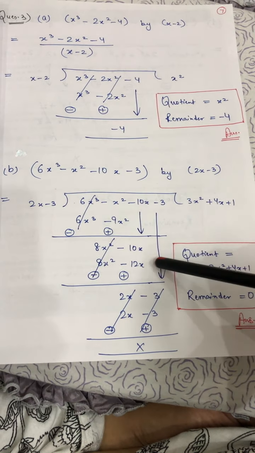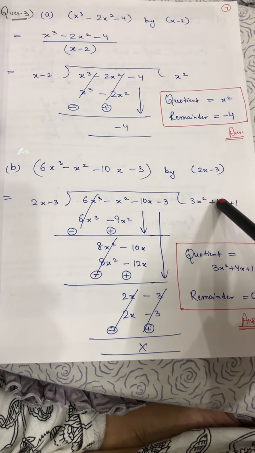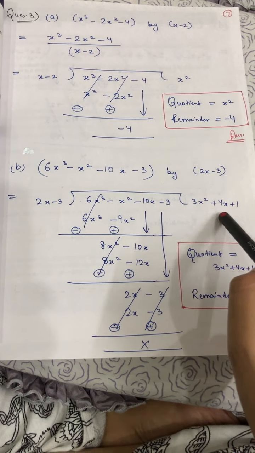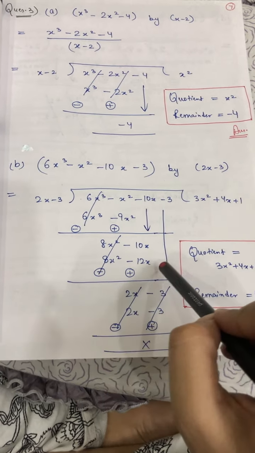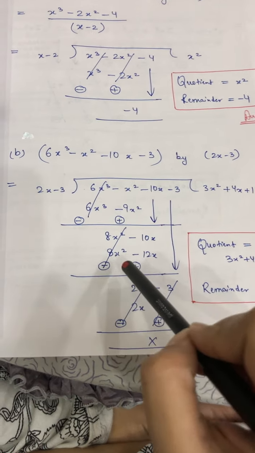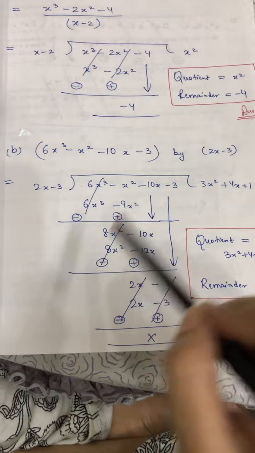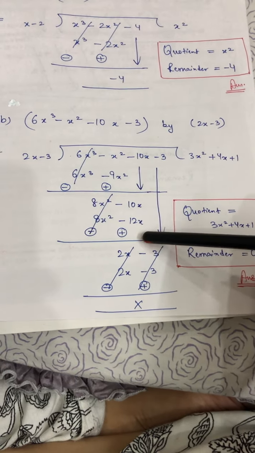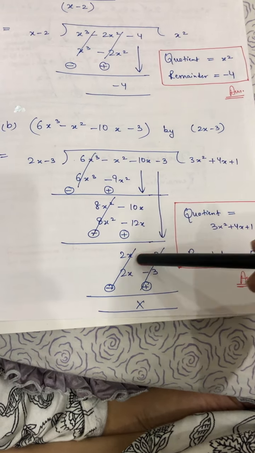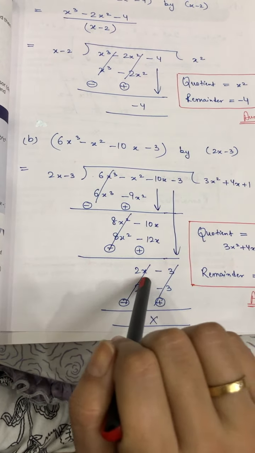Then take out one term again from here and multiply with the next term. This expression you have to multiply with 4x. It is coming 8x square minus 12x. Now cancel this term; this term is getting cancelled. Oppose the sign and then cancel it. Now right here what is coming? Minus 10 plus 12, 2x, and what is left? Minus 3 is left. So this is the same, 2x minus 3, 2x minus 3.